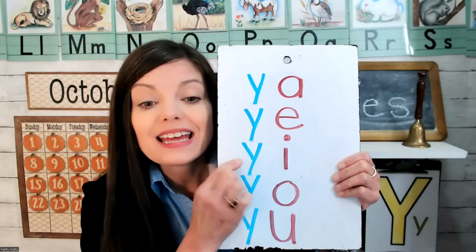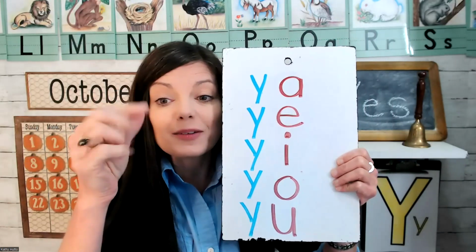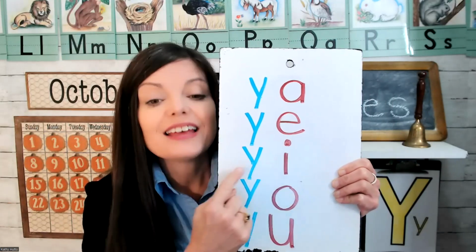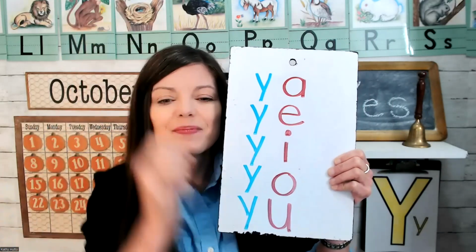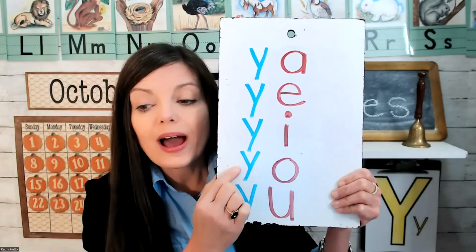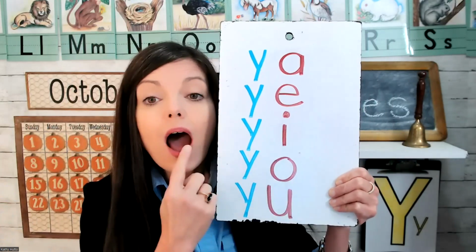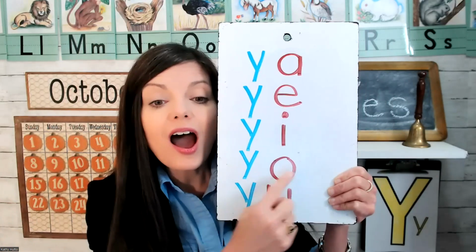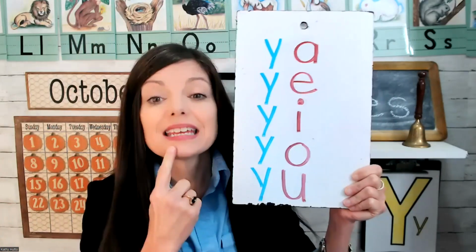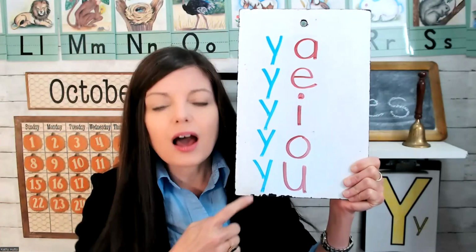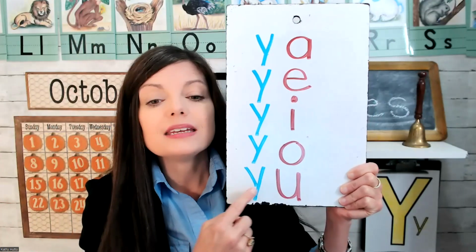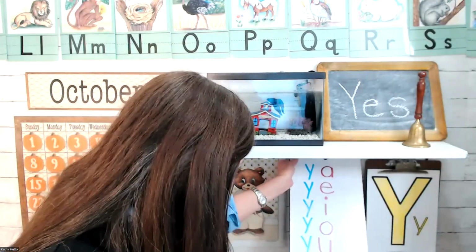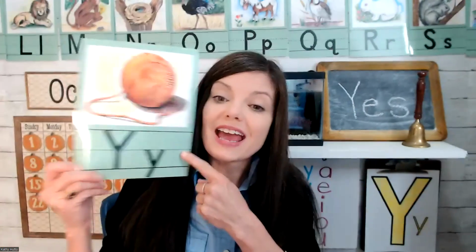Y says ye, and I looks like an icky sticky lollipop. Yeah, like yippee. Next we have Y and O. Y says ye, and O says ah, ya. Last one, Y says ye, and U says ye, ya, like yummy. Well, you did a great job with our letter of the day.